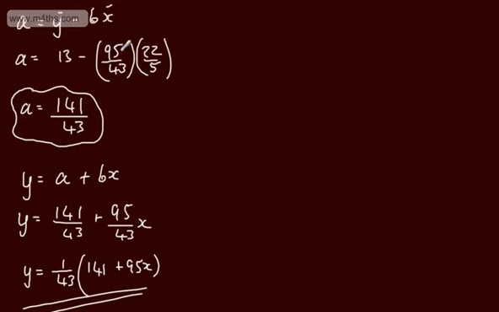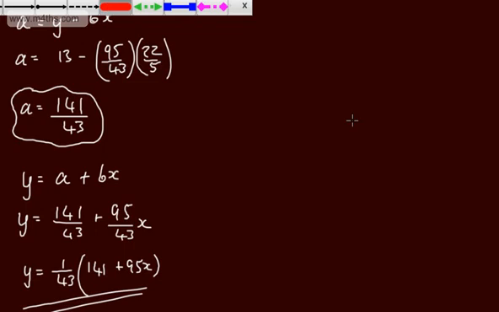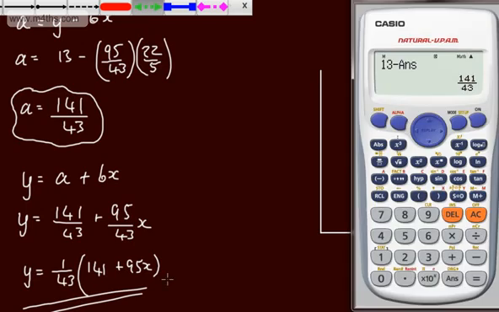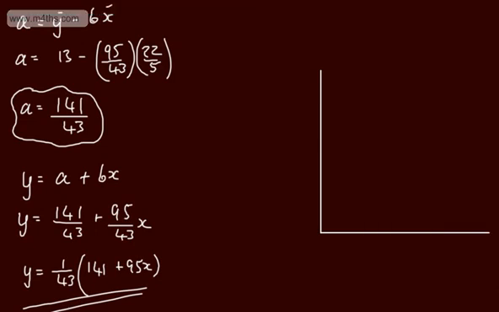So let's just think about what that's going to look like. We're going to have the y-intercept just here, 141 over 43, which is, give or take, about 3.5. I'm kind of working off the top of my head. Let's see what it is. 141 divided by 43. Later on, we will look at the interpretation of this, so 3.27. And then the gradient is 95 over 43. It's going to look something like that, which is about 2.2. So we're going to have something that does this.